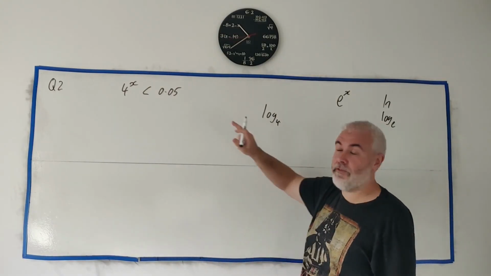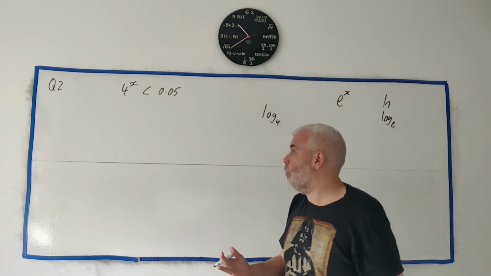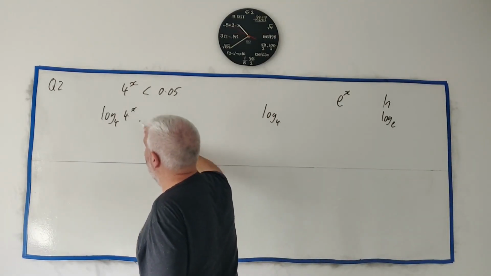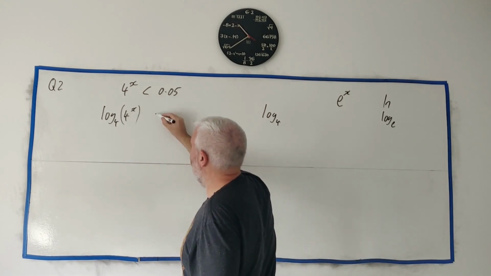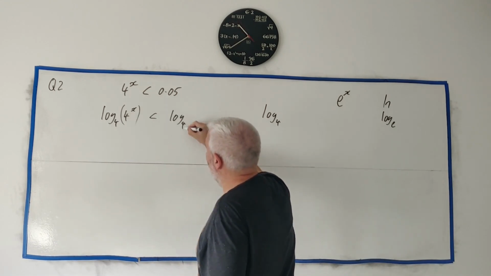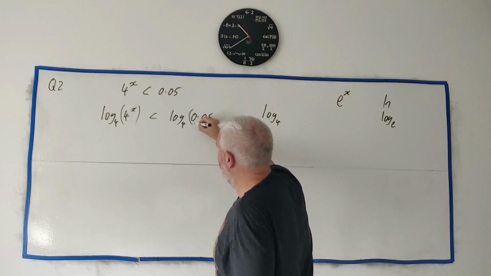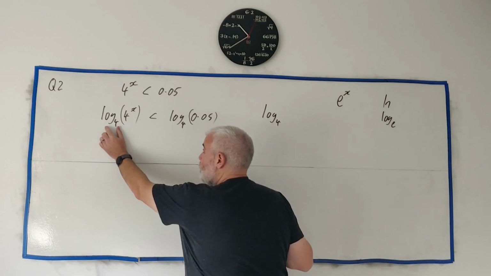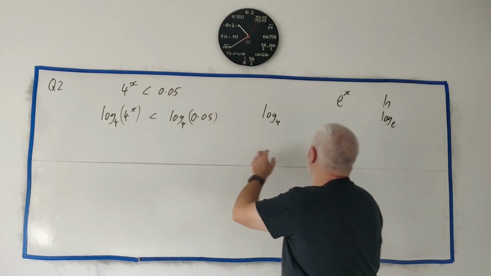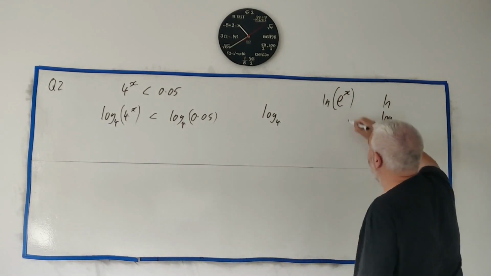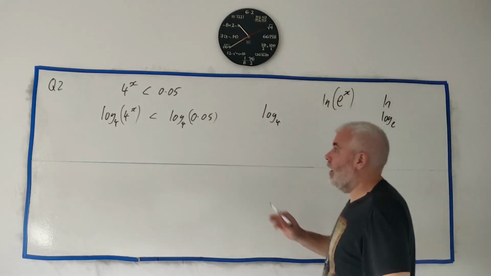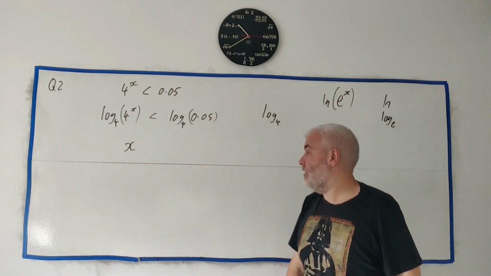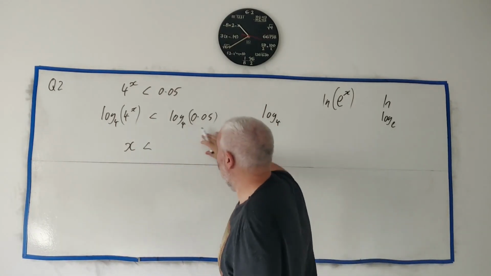We take log to the base 4 of both sides. We're being equal in that case. Log to the base 4 of the left will look like that. Well, let's put a bracket around it. And log to the base 4 of the right looks like that. Now the reason I picked this is because log to the base 4 destroys this 4, just like natural log destroys this e. Log to the base 4 destroys this 4, and on the left all we're left with is the x. x is less than this.